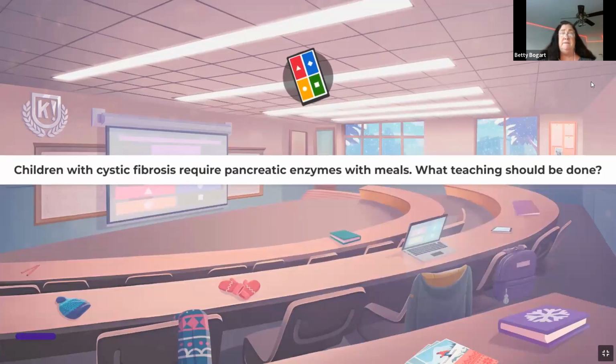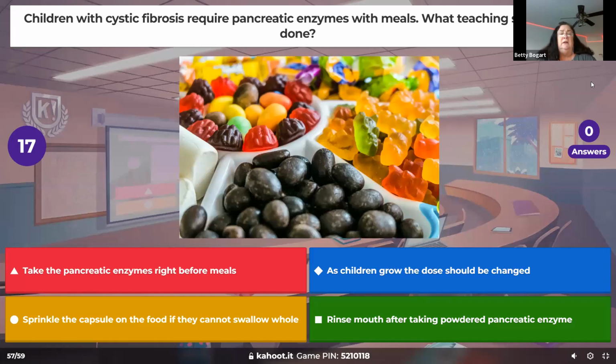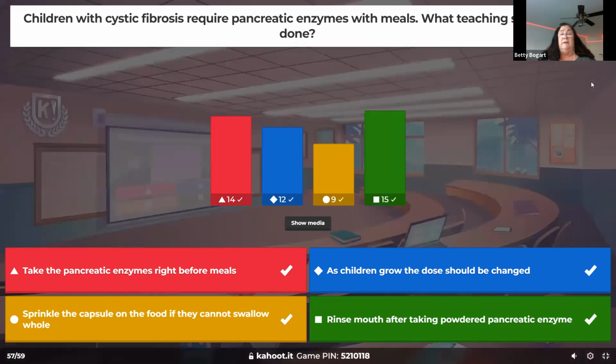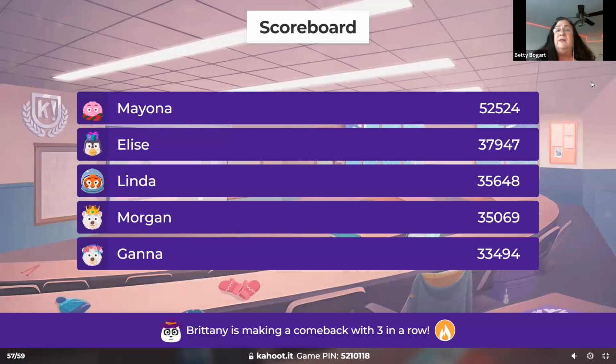Children with cystic fibrosis require pancreatic enzymes with meals and snacks. What teaching should be done? What are you going to teach these parents and even the older children? Everything. Take them right before the meals or the snacks. You can sprinkle it on the food. You can use powder, but make sure they rinse their mouths. And again, don't forget to increase doses as they get bigger.